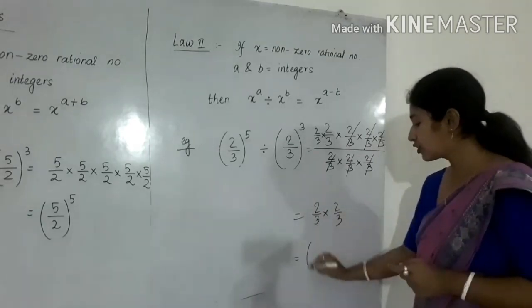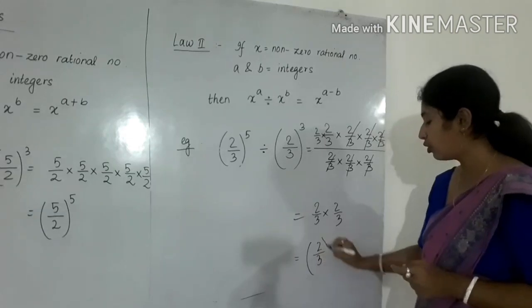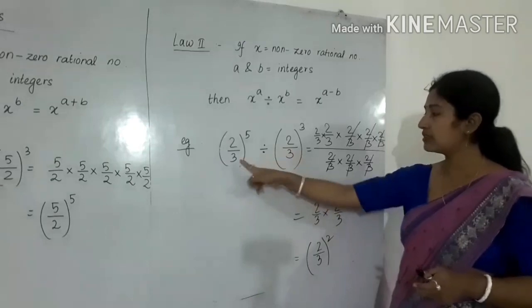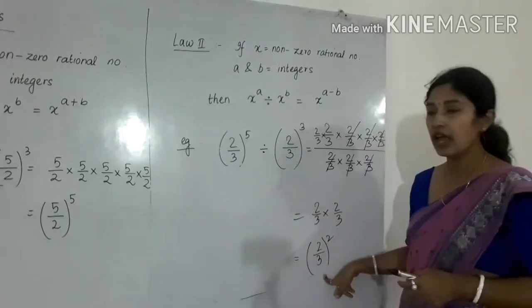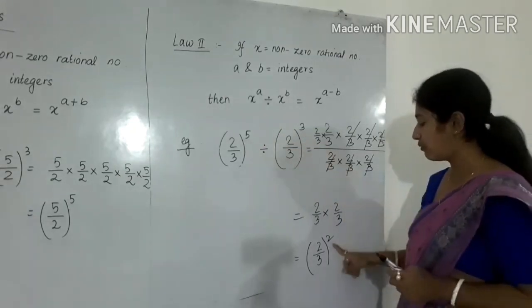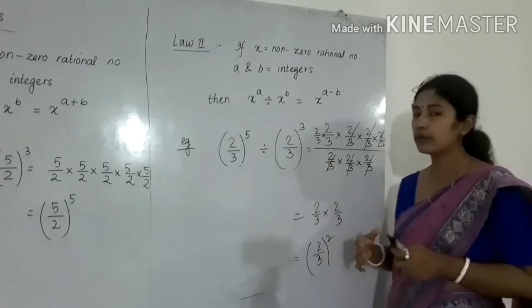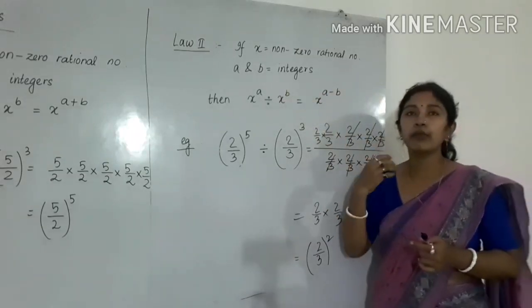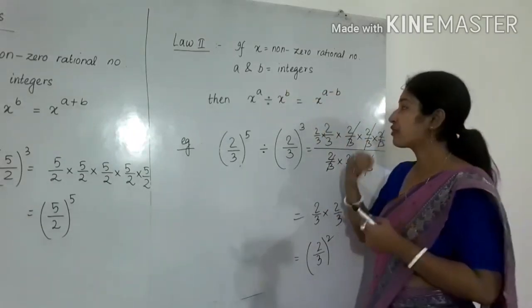So we can write in exponent form, we can write 2 by 3 whole to the power 2. So also you can do like this. See, the base is same, 2 by 3 in base, and in power it becomes what? 5 minus 3, and 5 minus 3 will be what? 2.